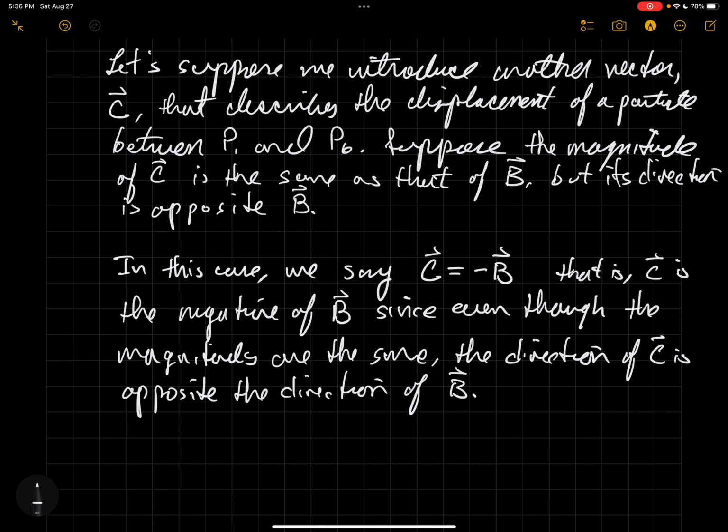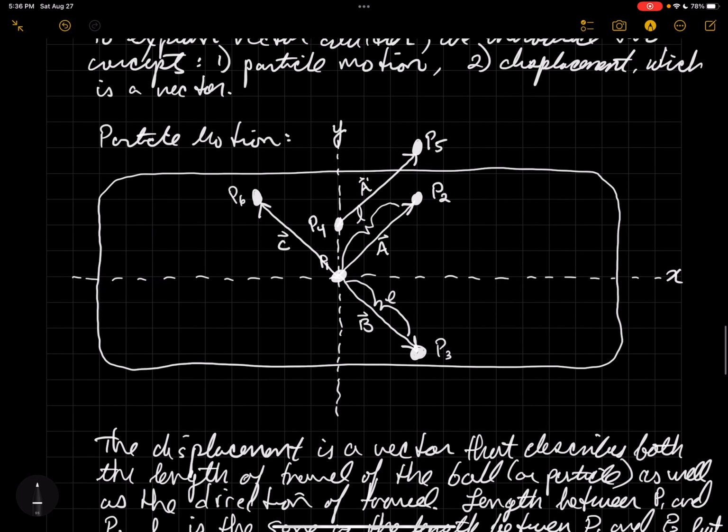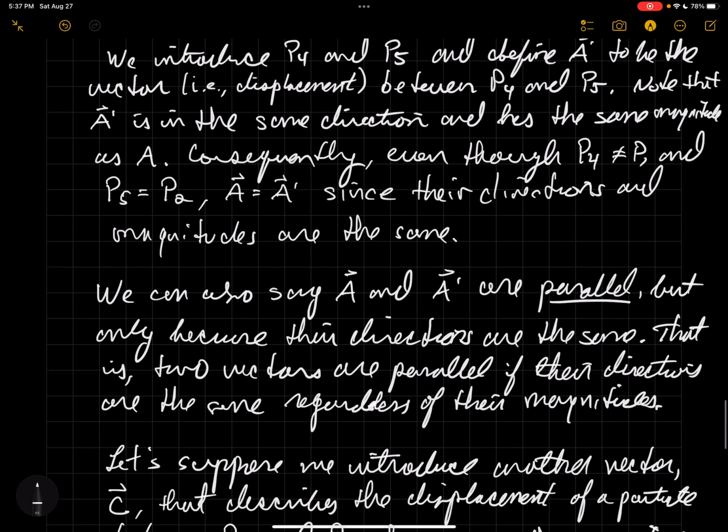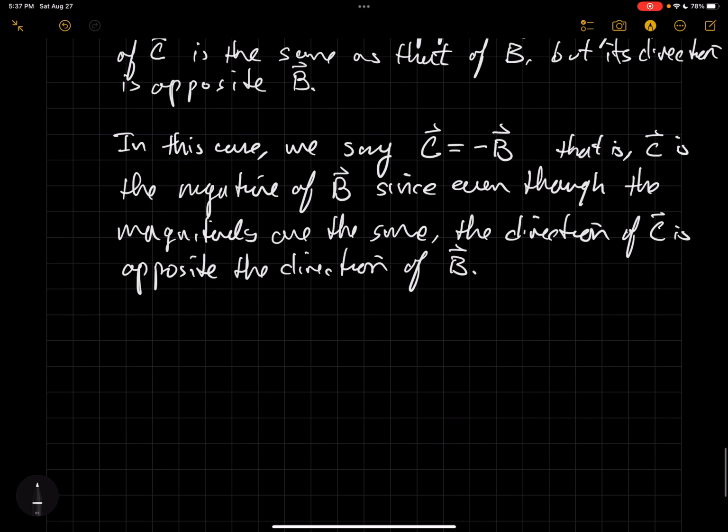Okay, and just like earlier, we said that vector A prime was parallel to vector A, we can say that vector C is anti-parallel to vector B, but again, only because its direction is opposite. In other words, the anti-parallel of a vector has an opposite direction regardless of the magnitude.